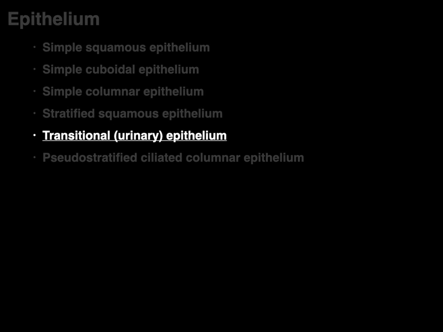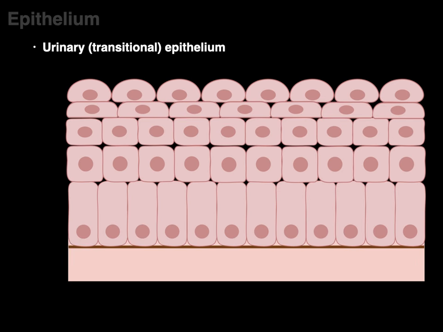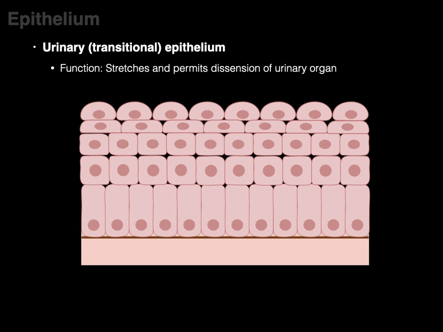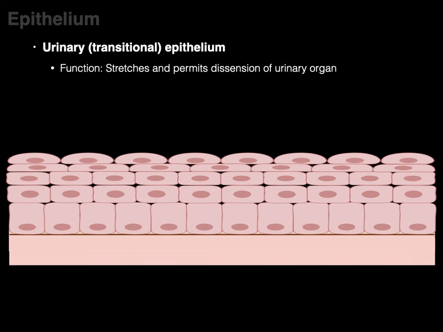We move on to transitional or urinary epithelium. So urinary transitional epithelium is here. There's more than one layer of epithelial cells, so it's a stratified epithelium. We just don't call it that because the only place you find it is in the urinary system. And those very apical layers are dome-shaped, just as it shows there. Its function is that it permits stretching and distension of the urinary system. Empty bladder, full bladder, empty bladder, full bladder.